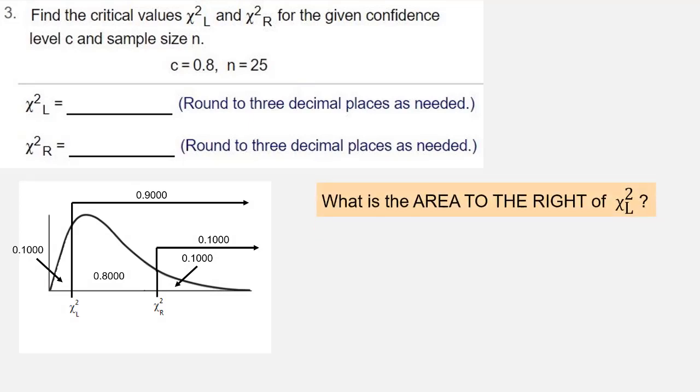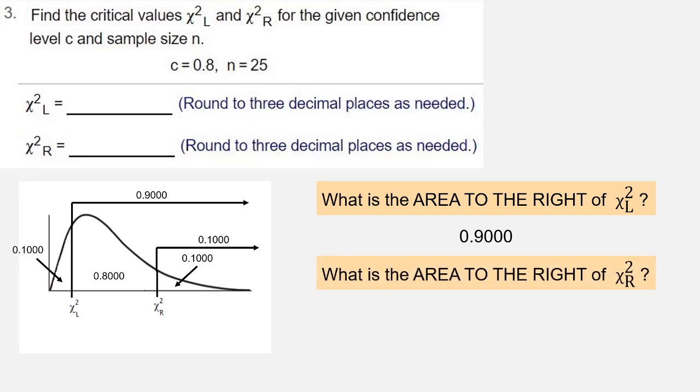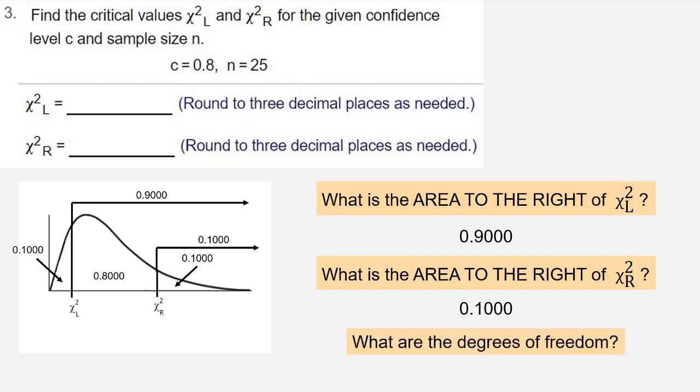What is the area to the right of chi-square L? It's 0.9000. What's the area to the right of chi-square R? It's 0.1000. And then what are our degrees of freedom? Well, they're one less than the sample size, so the degrees of freedom are 24.